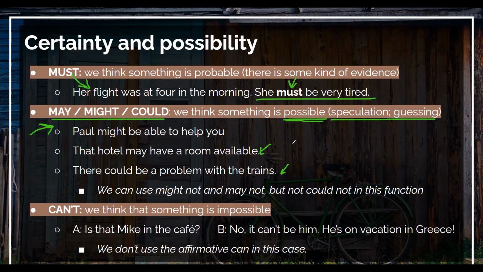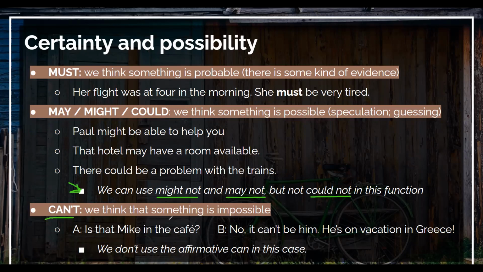A really important point in here is that we can use might not and may not in like the negative forms, but we cannot use could not in this function. It doesn't really work the same way, so you shouldn't really use it in the negative form. And then we also have can't.